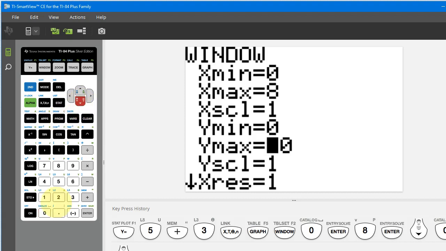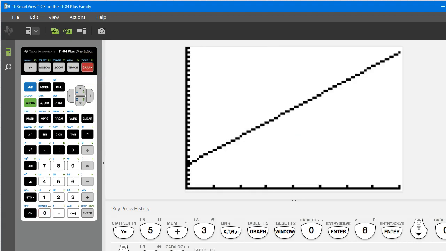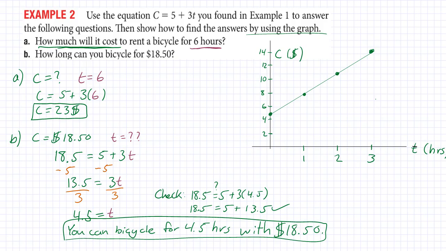And then let's make the y max go up to, I don't know, 30. It's kind of an art to figure out what these should be to get the best looking graph, but you'll get practice with it. And now the graph looks a little bit more like this. Now there's some things you can do to try to answer the question. Let's look at the question really quick here. The first one was, how much will it cost to rent a bicycle for 6 hours?